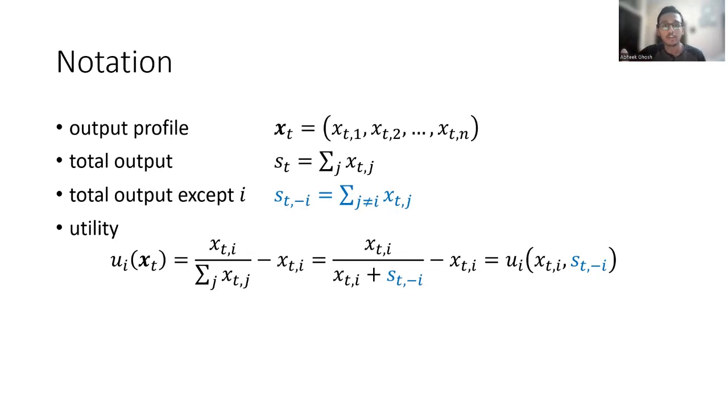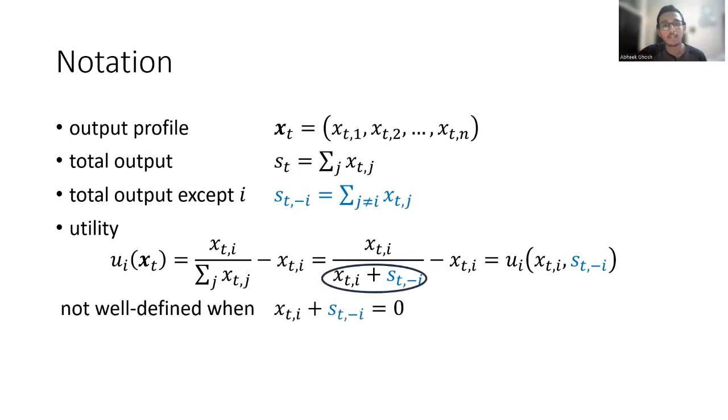One more thing to notice about the utility function is that it depends upon the output of agent i, denoted by xti, and the total output produced by all the other agents, denoted by st minus i. In particular, it does not matter which other agent is producing how much output. For an agent i, what matters is how much total output is being produced by all the other agents in aggregate. To emphasize this, we will write the utility function as a function of the output of agent i and the total output of all the other agents, st minus i.